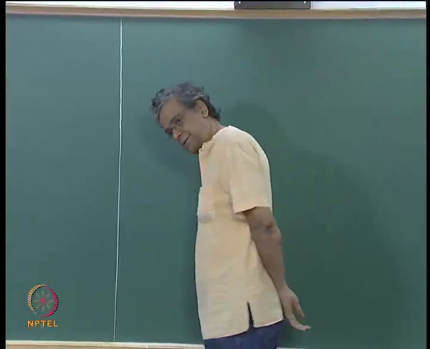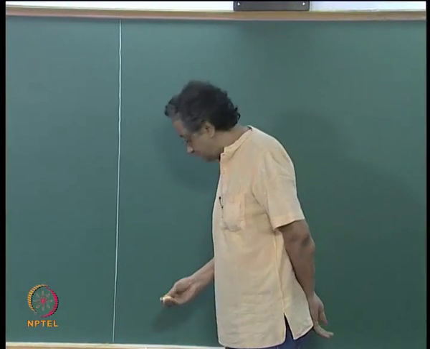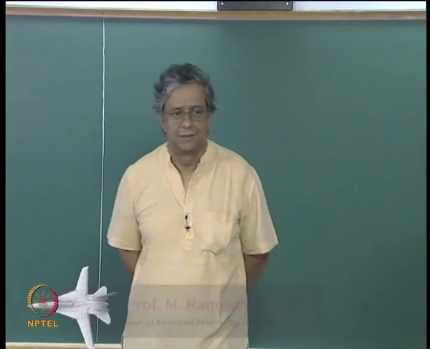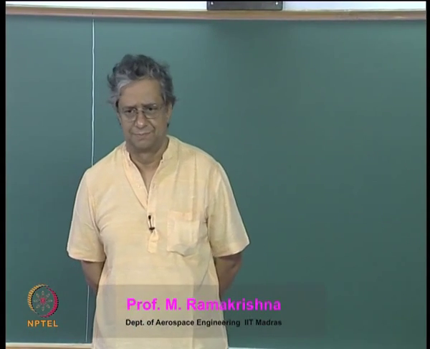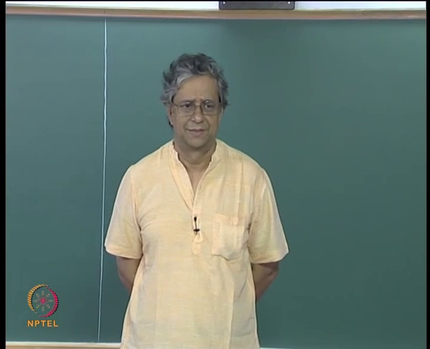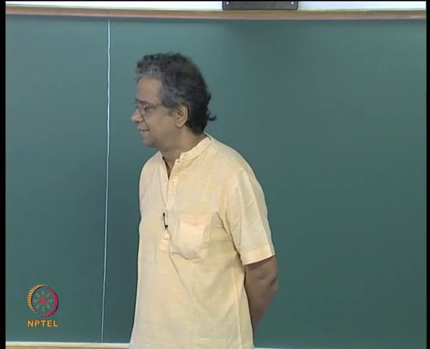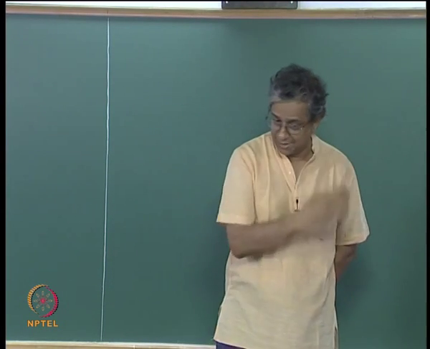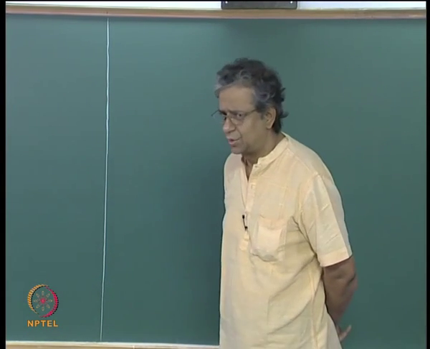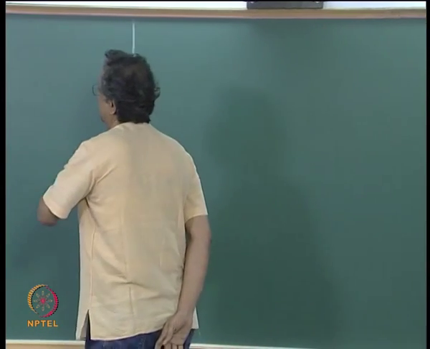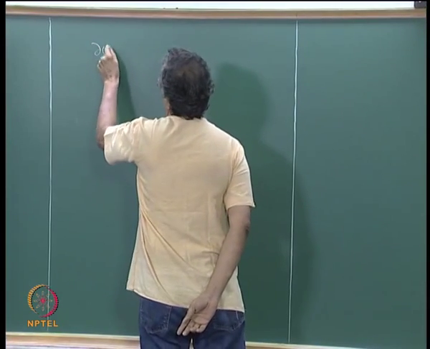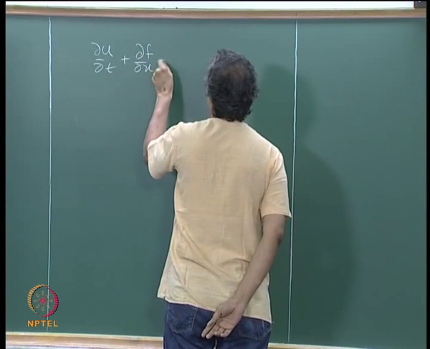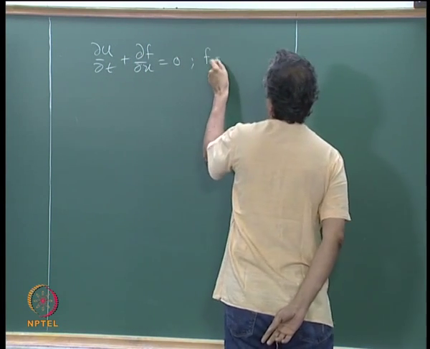We will continue with our derivation of an expression for the average term at the interface. There again, just based on a question that a student asked me yesterday, I thought I would remind you that when we looked at the equation ∂u/∂t + ∂f/∂x = 0, f is f of u.